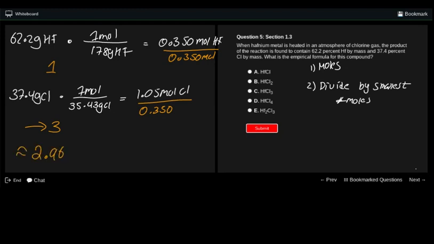For these empirical formula questions, if you get something like that, just round to the nearest integer. However, if I had 1 and 2.5, I would have to multiply it by 2 because you want to have a whole number. But that's not the case in this question. 2.96 just goes to 3. So my final answer should be HfCl3. So C will be my correct answer.